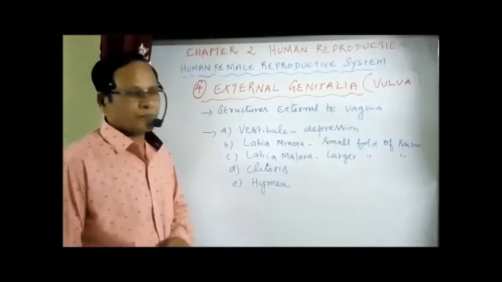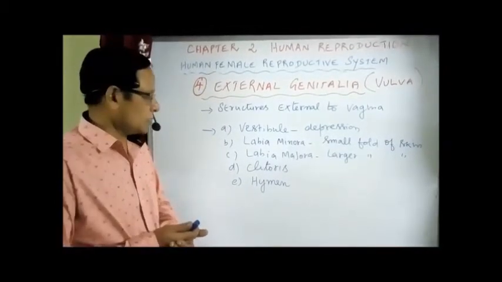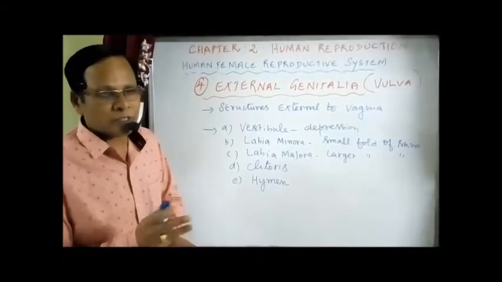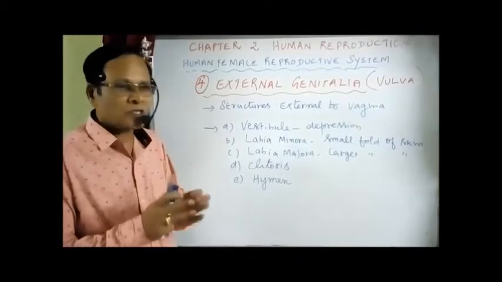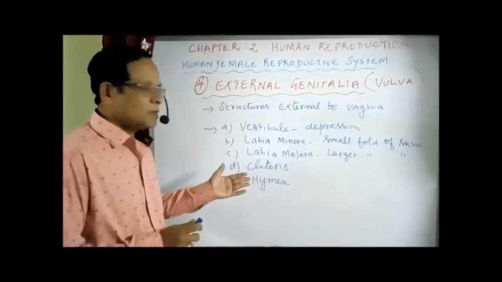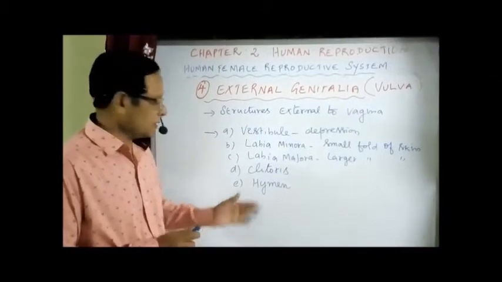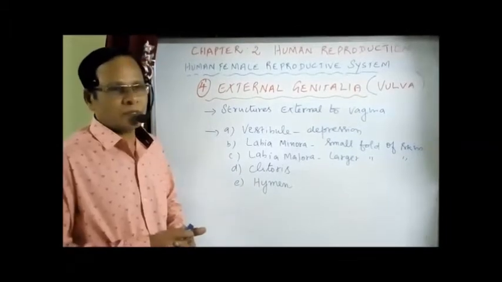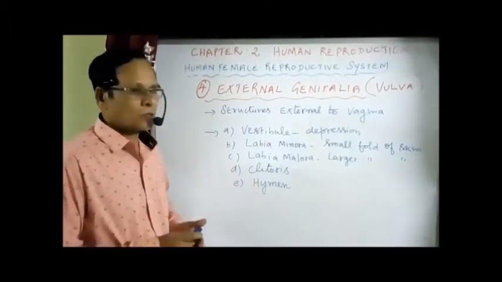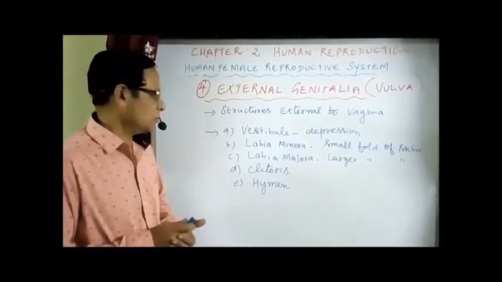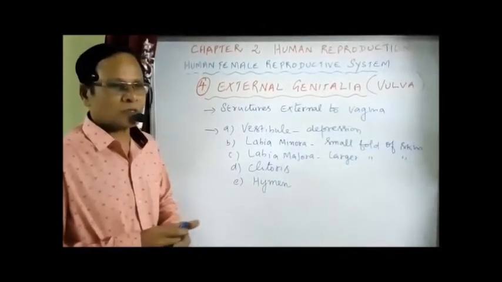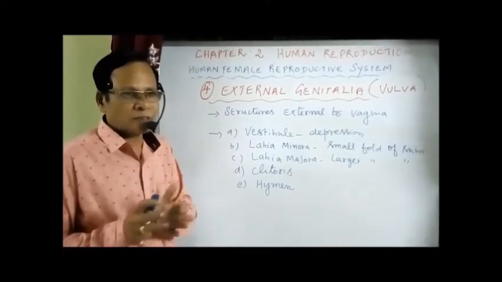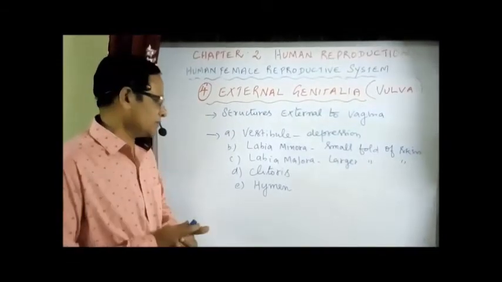Then, hymen. In female individuals, the external opening of the vagina is normally partially closed by a ring of tissue. The ring of tissue which partially closes the vaginal aperture is called the hymen. Normally, the hymen is torn or ruptured during the first coitus, the intercourse or physical union. But in some women, the membrane is intact.